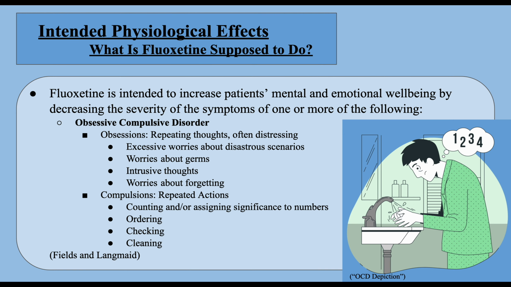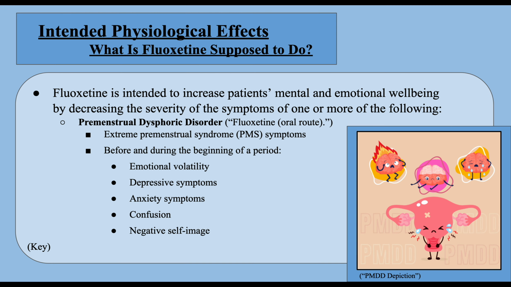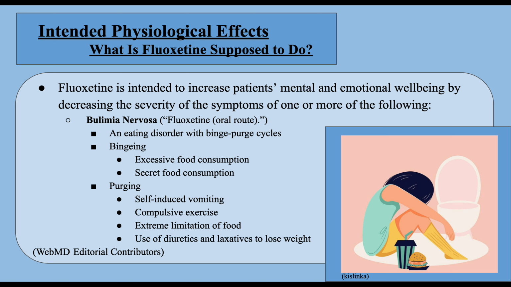Moreover, obsessive compulsive disorder, or OCD, characterized by obsessions and compulsions, is also treated with fluoxetine sometimes. Fluoxetine is also used for premenstrual dysphoric disorder, which is basically very extreme premenstrual syndrome symptoms. Finally, fluoxetine is commonly used to treat bulimia nervosa, an eating disorder characterized by binge-purge cycles.